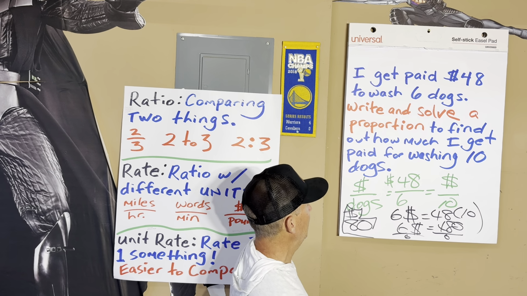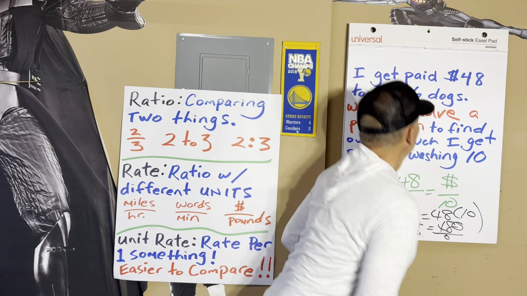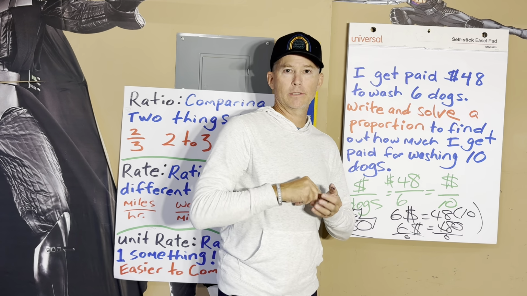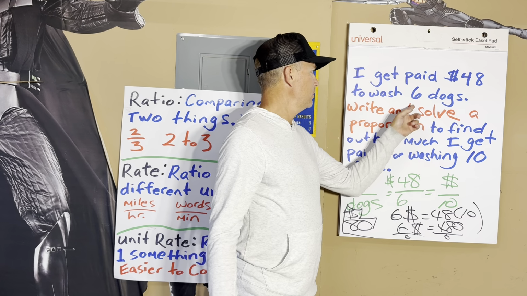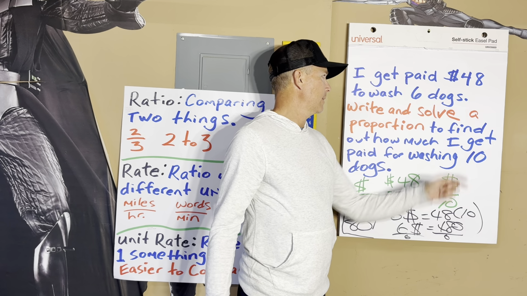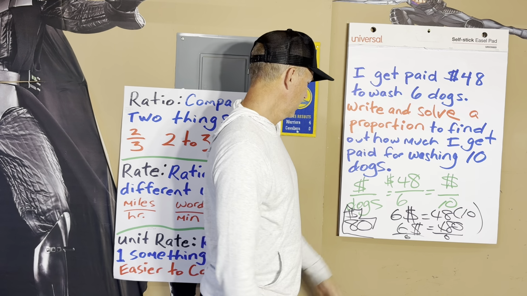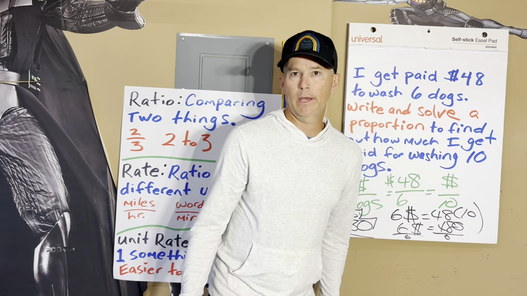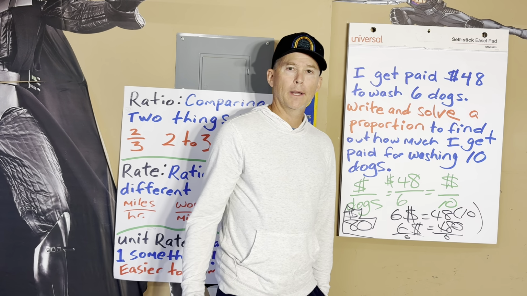$80. I bet some of you at the very beginning went, that was great, Mr. H. I just took a nap. But now, why didn't you just go, hey, 48 divided by 6, it's $8 a dog. 8 times 10 is 80. I could have done that, okay? You're not the smartest person in the world. But I wanted to show you.